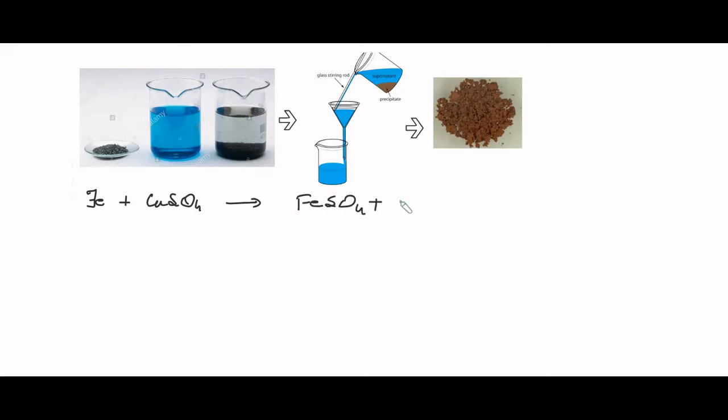FeSO4 plus Cu. The FeSO4 that is formed will be soluble, so it remains in the solution. But the copper that is formed is a precipitate, so this copper is separated by filtration. It is dried and weighed. After filtration and purification, we have been told that 0.872 grams of copper is obtained. So yes, this is the experimental portion. Now let's try to understand how to solve this question.